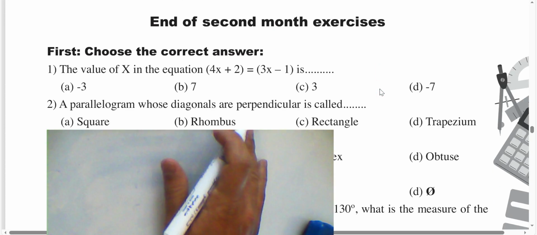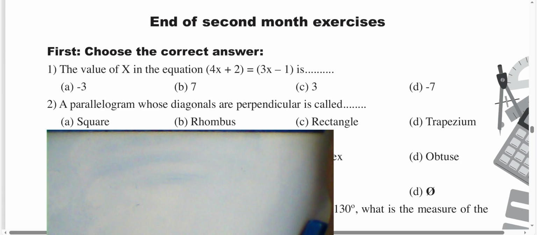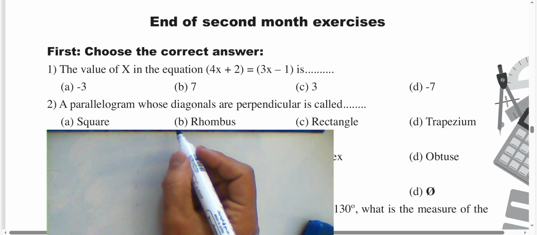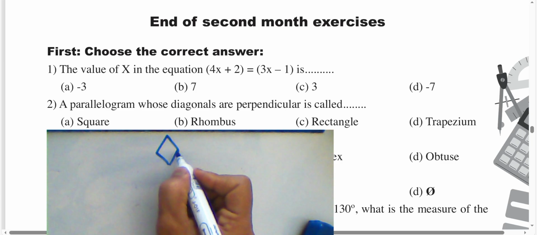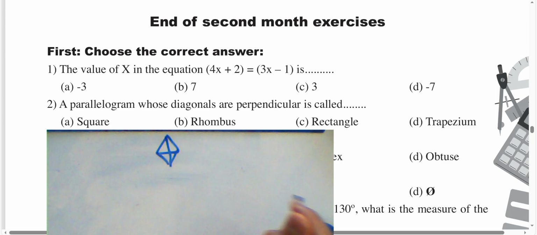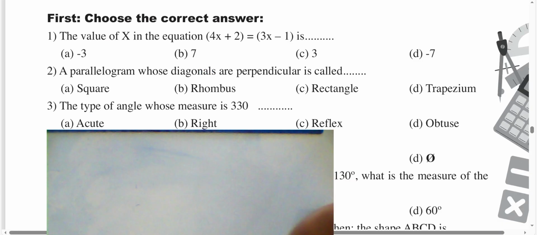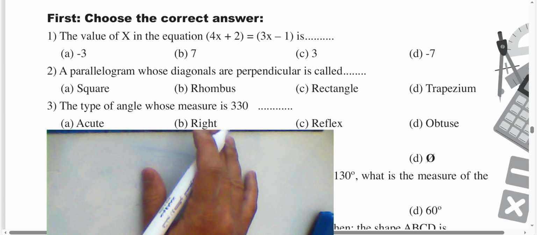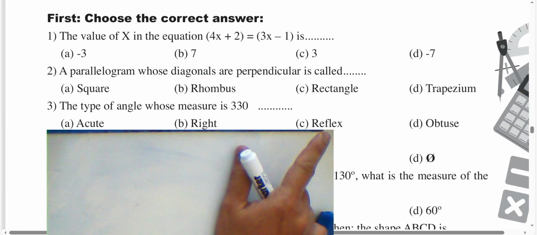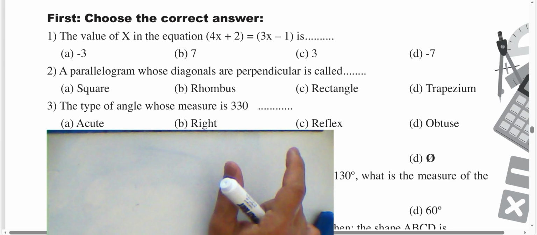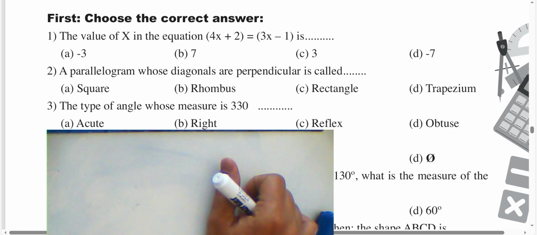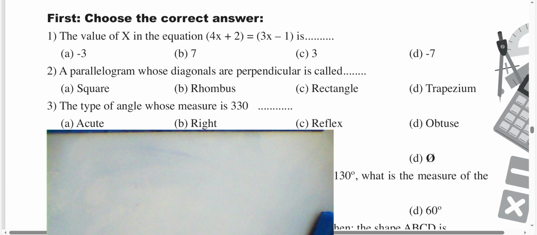Choose question. Parallelograms whose diagonals are perpendicular are rhombus. A parallelogram has two diagonals perpendicular, we call it rhombus. Choose letter B. The type of angle whose measure is 330, we call it reflex angle. Reflex angle. The measure here is greater than 180, less than 360, we call it reflex angle.